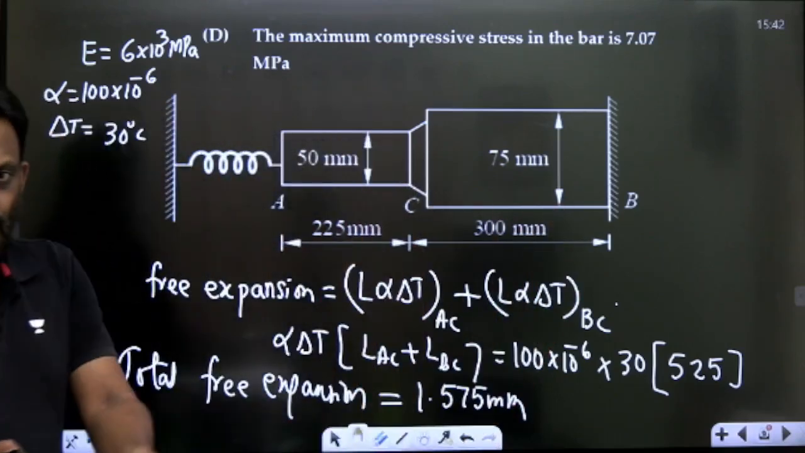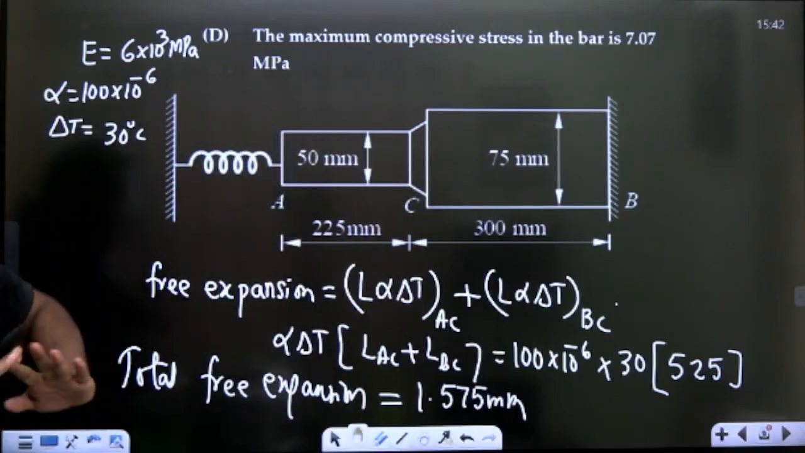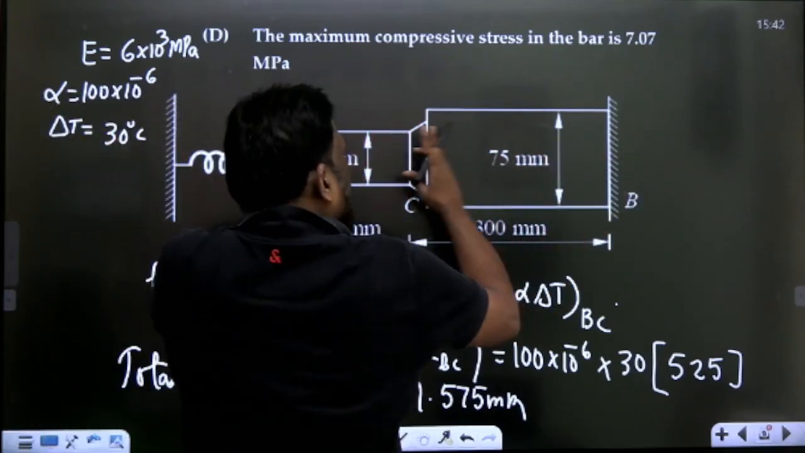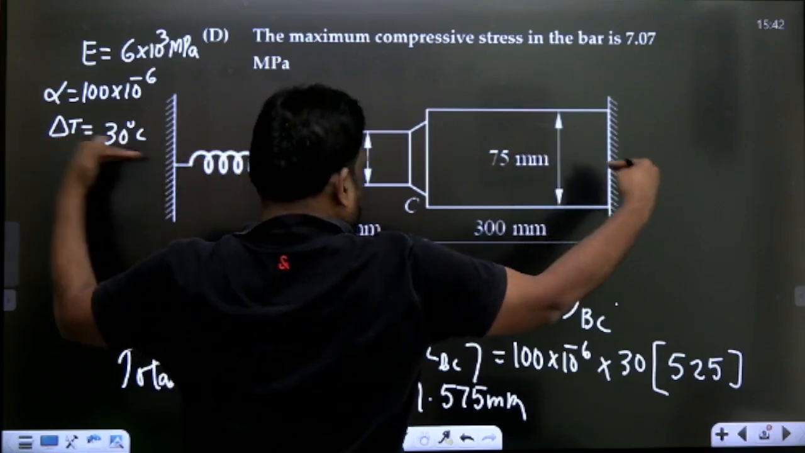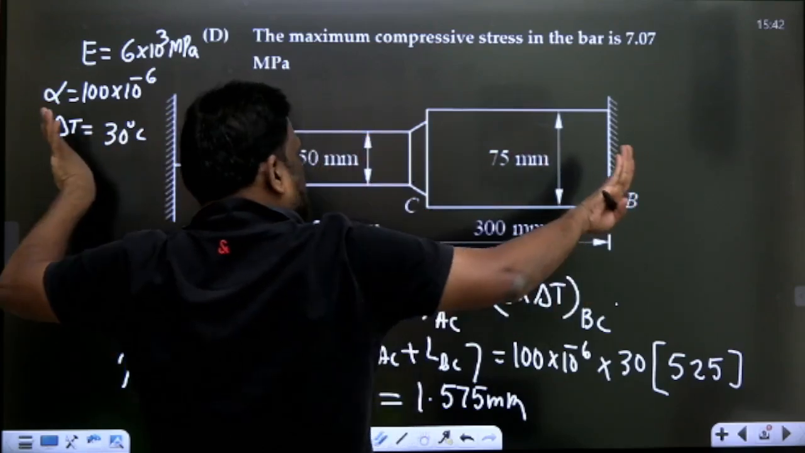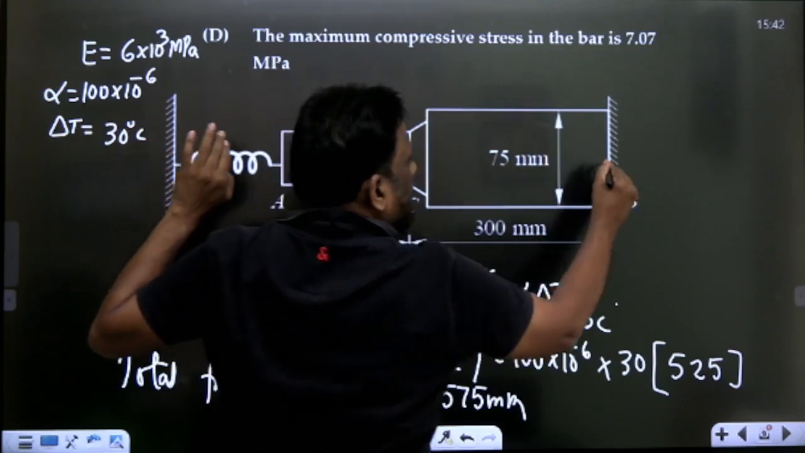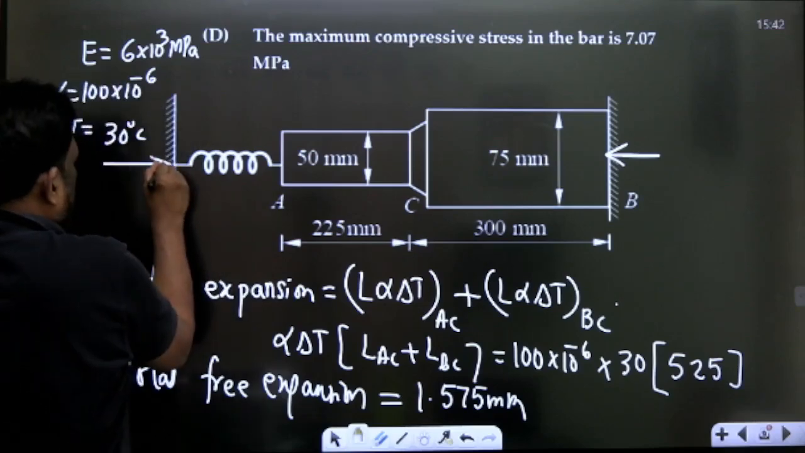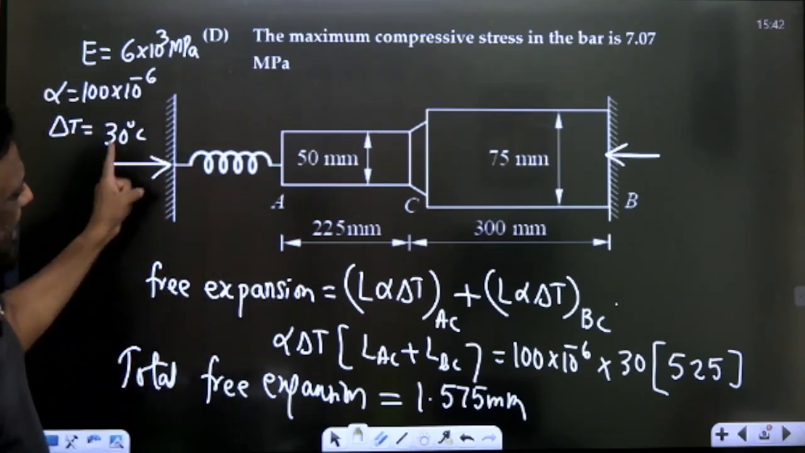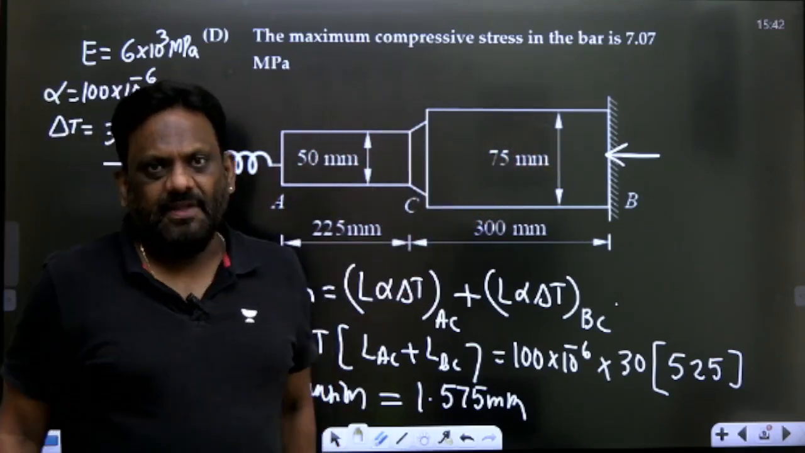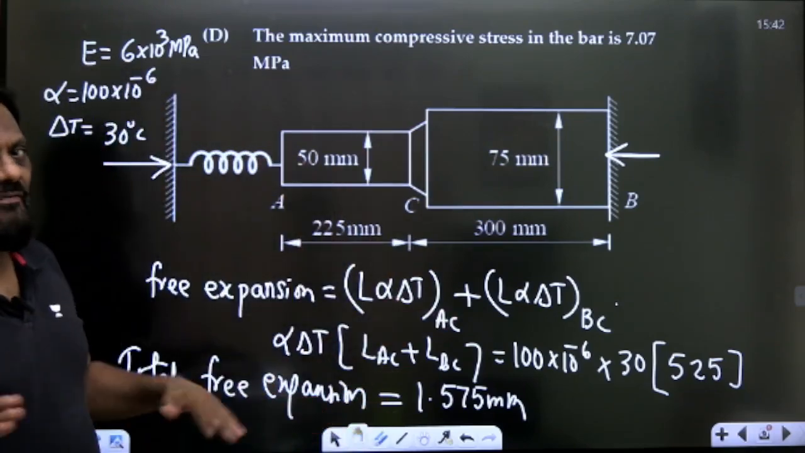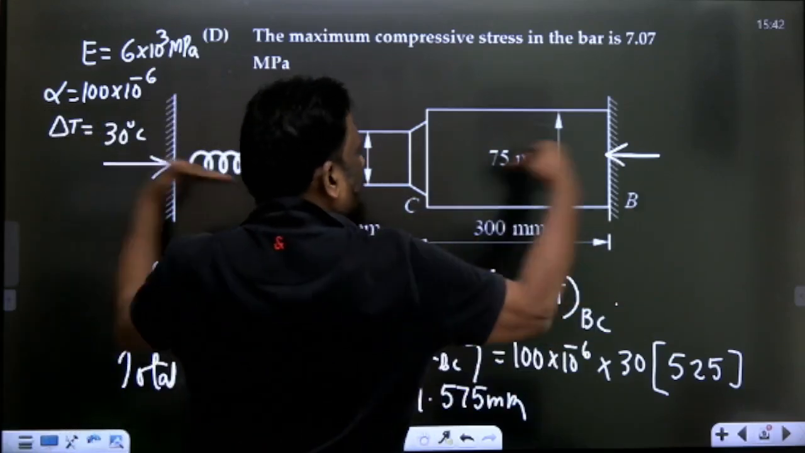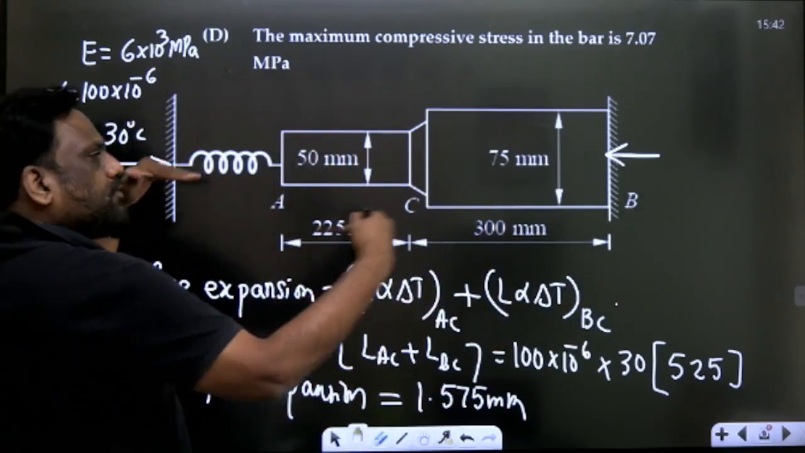Now, are you allowing it to expand? No. When it tries to expand, it is not expanding. So there will be compression. This force and this force should be the same. Why? There is no external force. When there is no external force, the sum of the rightward force should be equal to the sum of the leftward force.